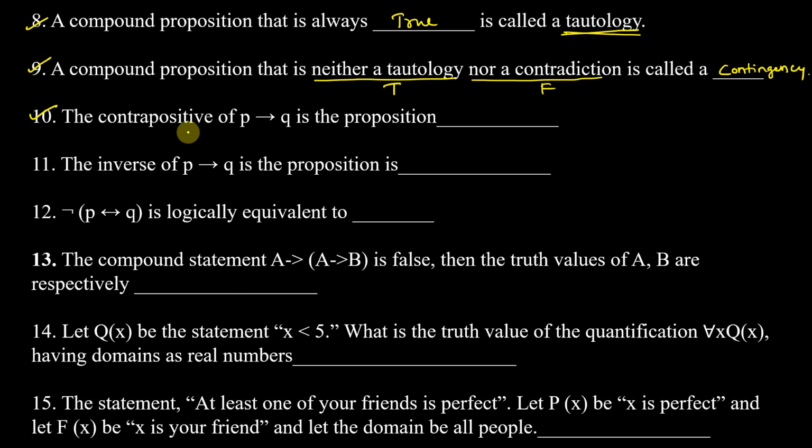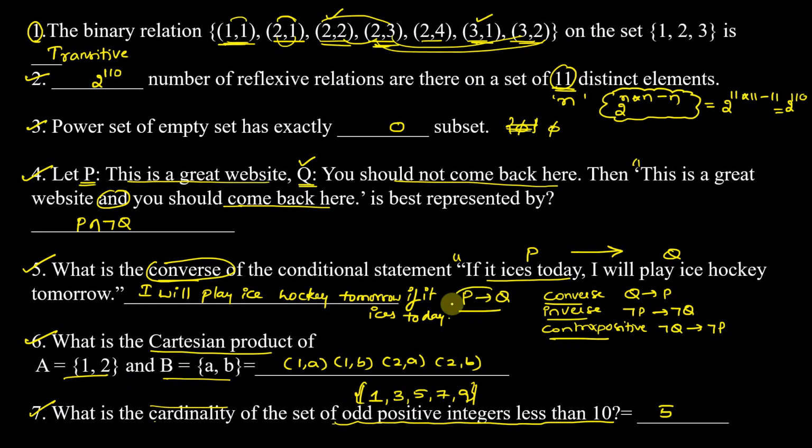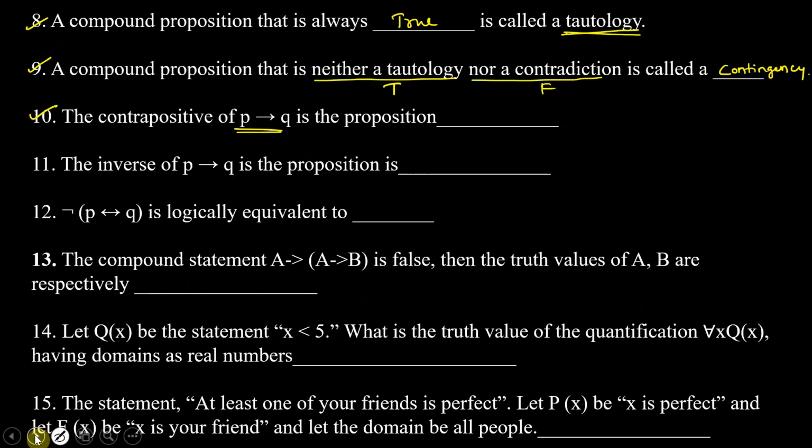Question number 10. The contrapositive of P implies Q. Just now I have explained what is converse, inverse, contrapositive. Look, if P implies Q is there, converse is Q implies P, inverse is negation P implies negation Q, and contrapositive is negation Q implies negation P. Now, what is the question? The contrapositive of the proposition. What is the contrapositive? Negation Q implies negation P.